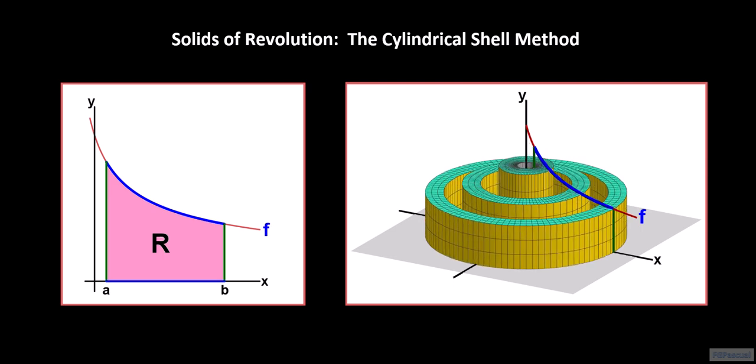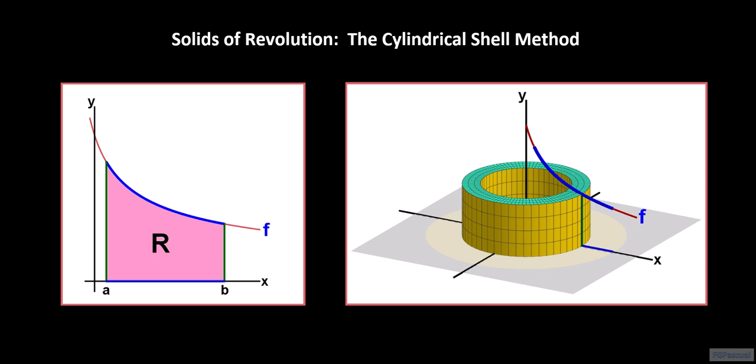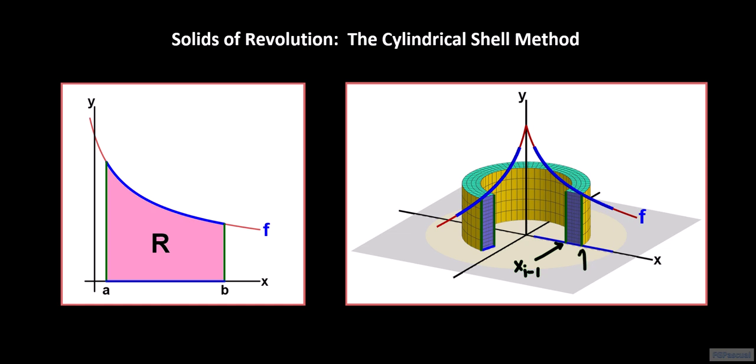We turn our attention to just one of these cylindrical shells. To determine the volume of this cylindrical shell, we find the volume of the full cylinder, including the hole that's in the middle. Then we calculate the volume of the hole, which we subtract from the volume of the full cylinder. Suppose that what we are looking at is the ith cylindrical shell. Then this cylindrical shell goes from x equals x sub i minus 1 and up to x equals x sub i on the x-axis.